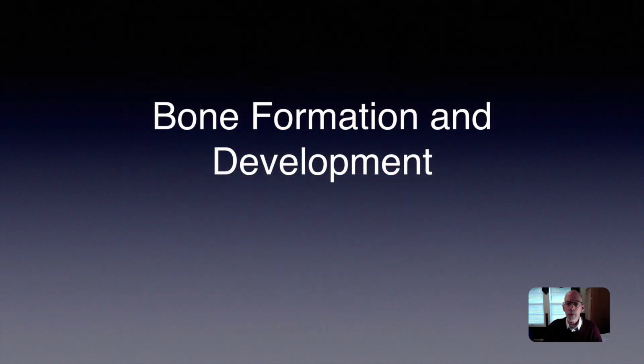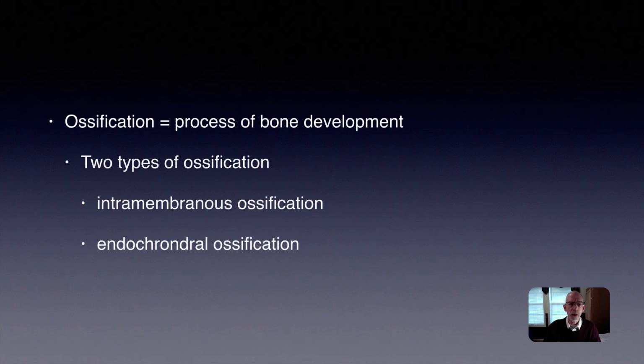Let's now take a look at bone formation and development. This is talking about how bone forms while an embryo and fetus are developing. There are two types of ossification, the process of bone development. These two types are called intramembranous ossification and endochondral ossification.